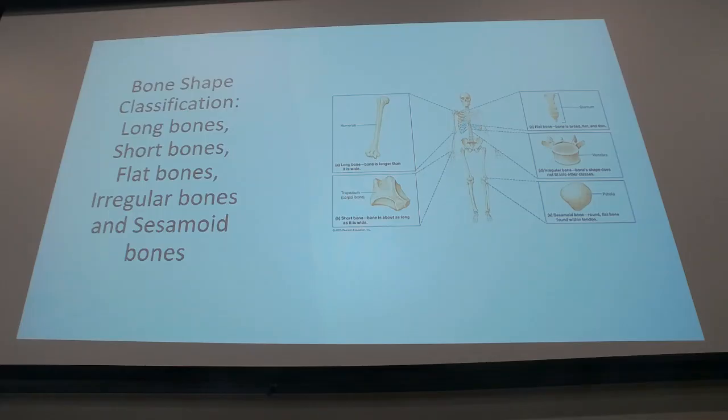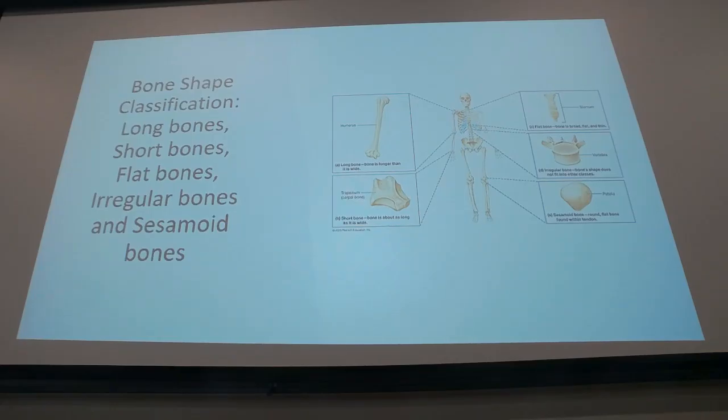Flat bones, we have them in the skull, but we have them also in the sternum. And then irregular bones, like the vertebrae, are not flat, not short, not long. So they have an odd shape.